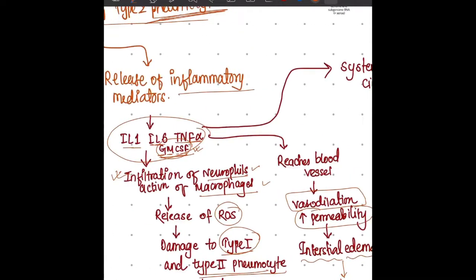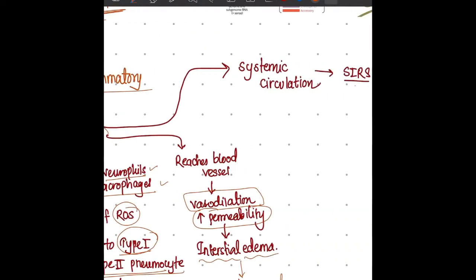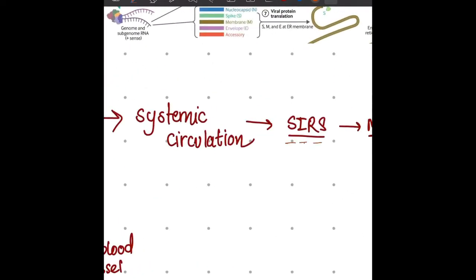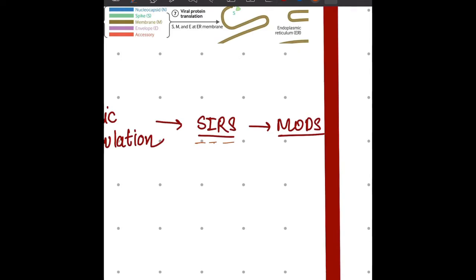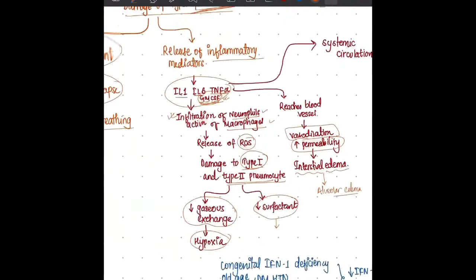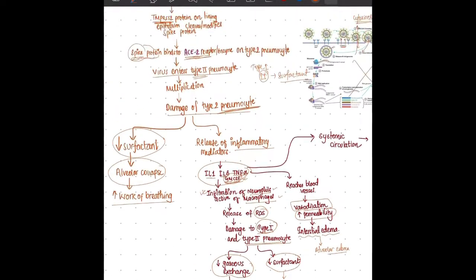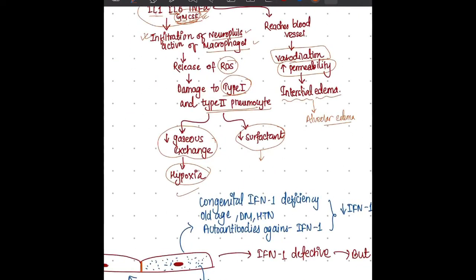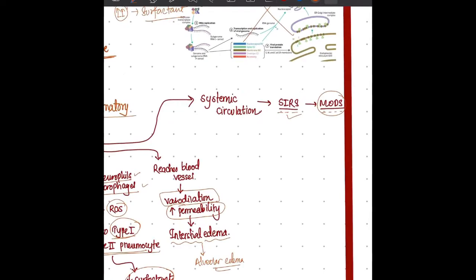Now, what if these cytokines escape from the lung through the blood vessel and enter the systemic circulation? Well, then you have systemic inflammatory response syndrome, and finally multiple organs get damaged and cause multiple organ dysfunction syndrome. So this was the pathogenesis of the worst case scenario of COVID-19. But not all COVID-19 cases develop this pathogenesis. Not all cases develop hypoxia, alveolar collapse, alveolar edema, as well as SIRS and MODS.